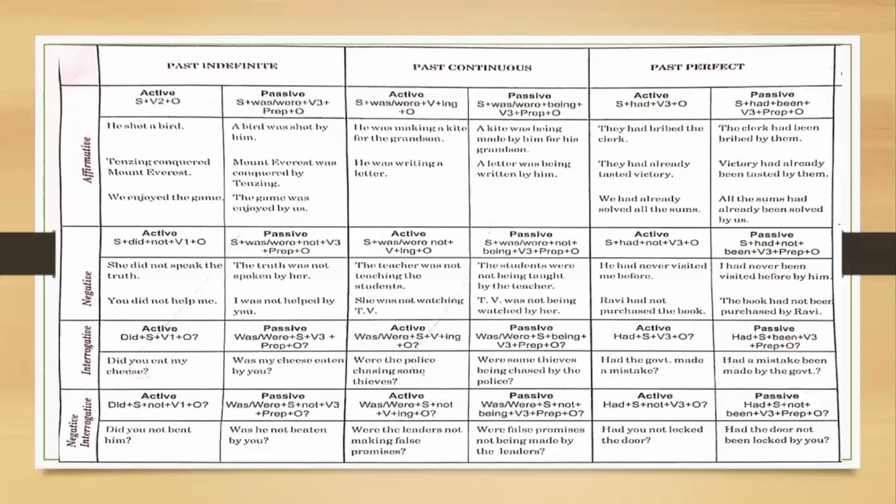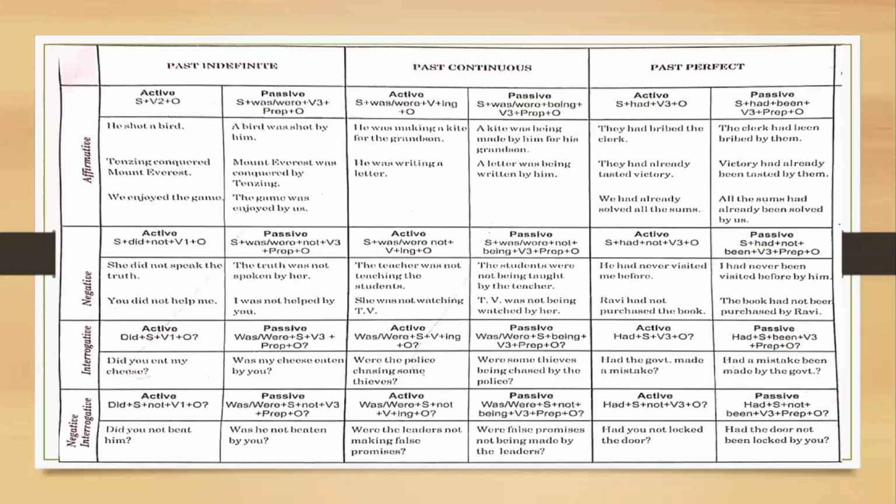Past perfect. Here, in this, had plus third form of verb. We have to add been. Had plus been plus third form of verb. They had bribed the clerk. The clerk had been bribed by them. They had already tasted victory. Victory had already been tasted by them.